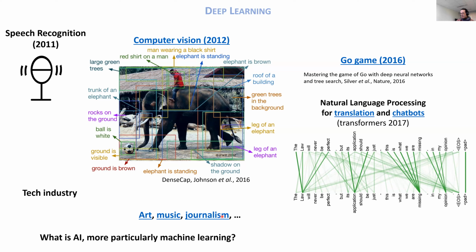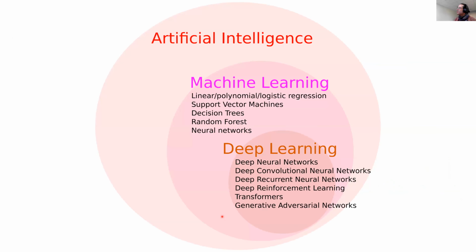But what is artificial intelligence, and more particularly machine learning? This is a usual sketch that people show when they talk about artificial intelligence. And basically, artificial intelligence doesn't mean anything. Whenever you use a computer to do an analysis, you can say it's artificial intelligence.